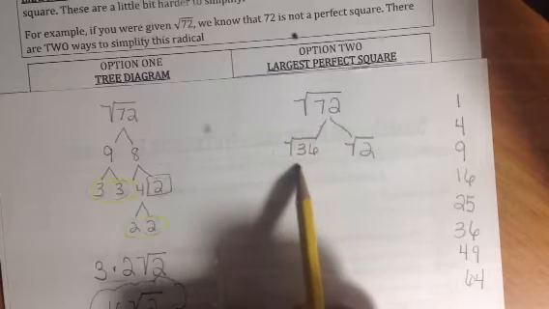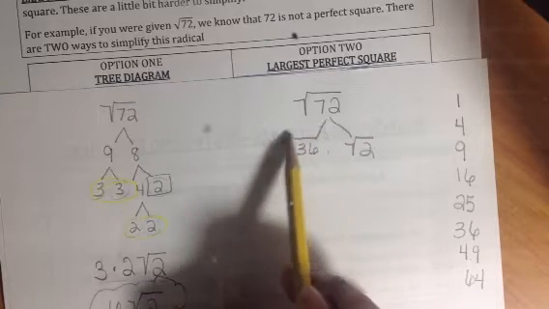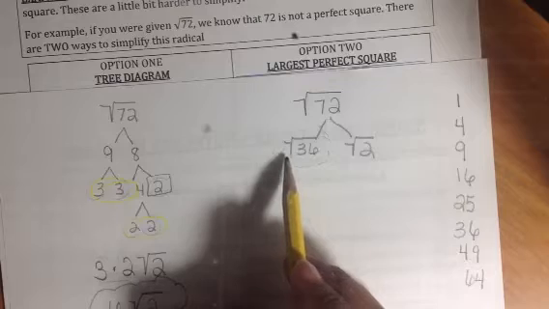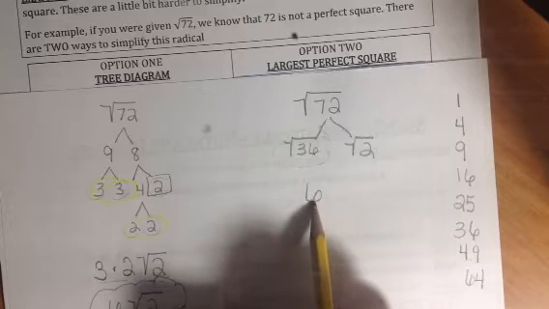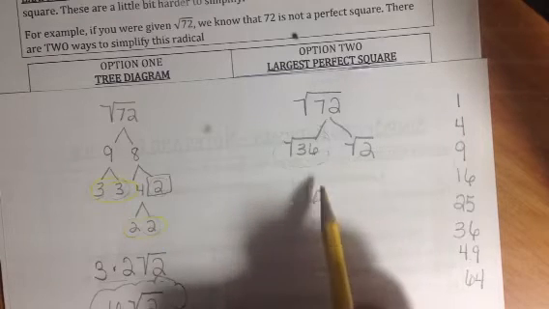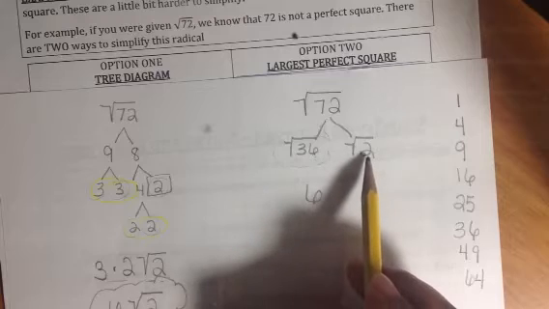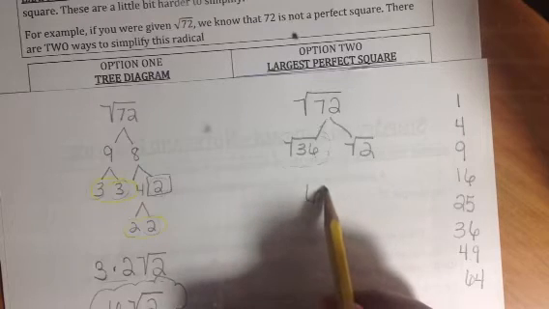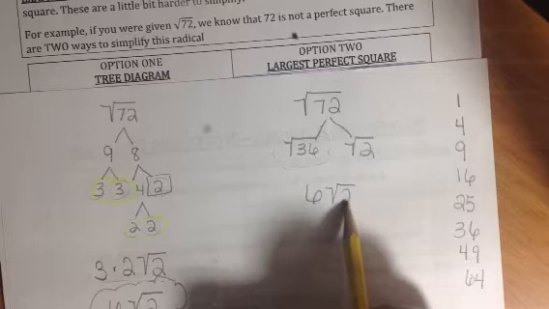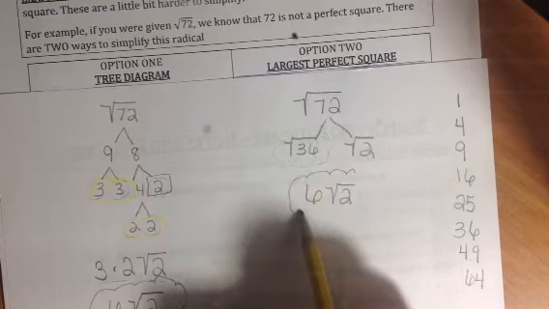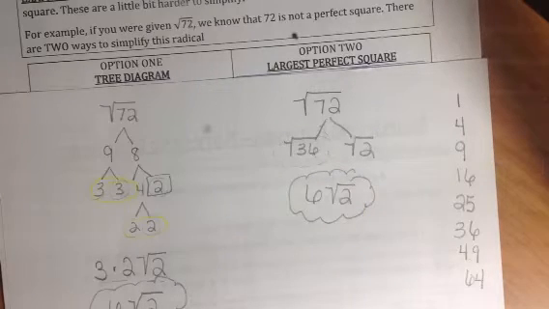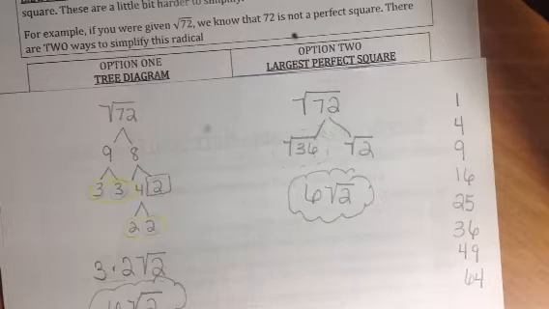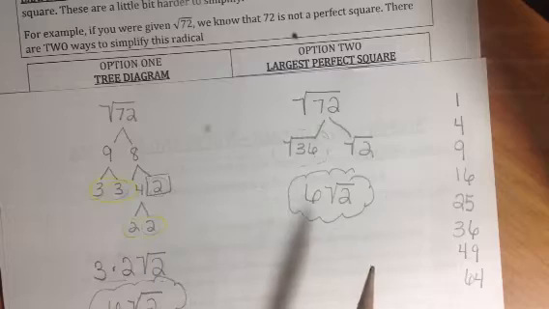Now I'm going to look here. 36, is 36 a perfect square? It is. So what's the square root of 36? 6. Okay, so I can replace the 36 with 6. 2 is not a perfect square, so 2 stays under my radical, and we're done. Okay? Notice that both methods get you the same answer. So you can use whichever method you find easiest.